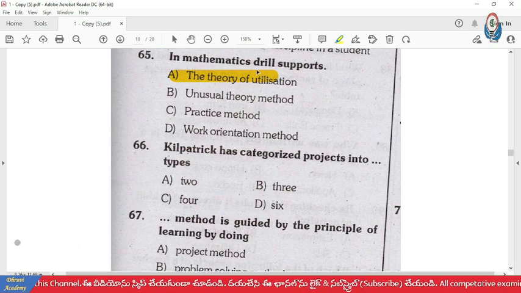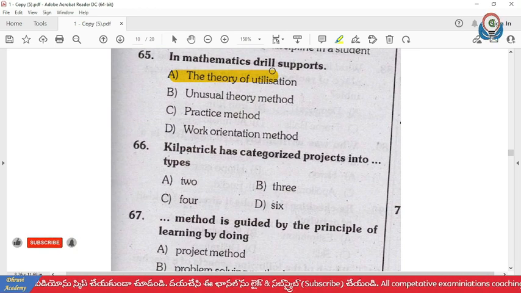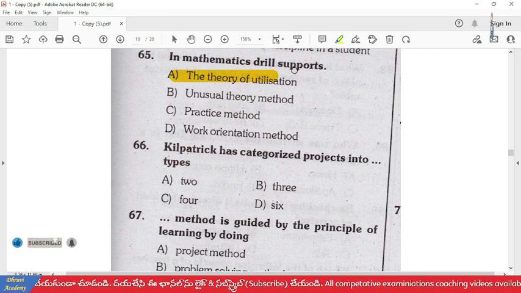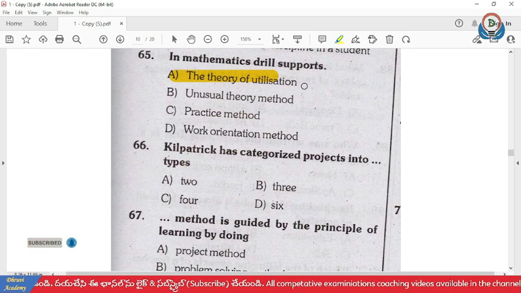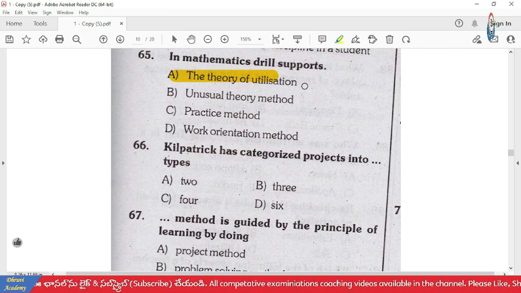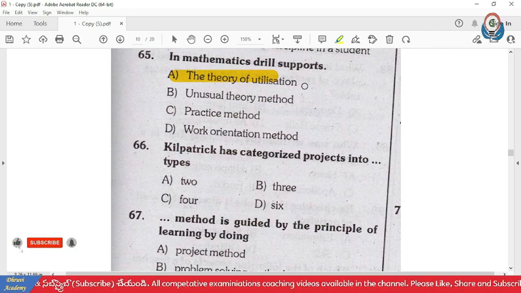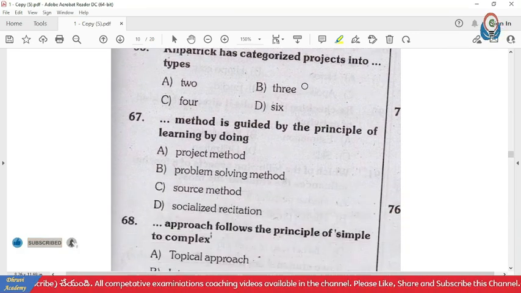It's a drill support, that is, to help the students improve their accuracy and speed. That is the drill. The theory of utilization. This is the right answer.